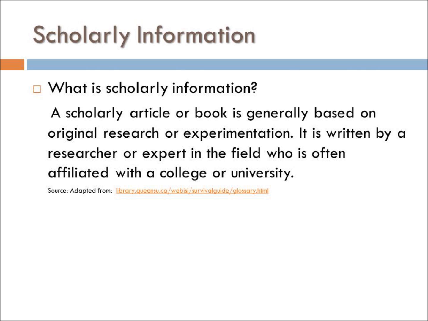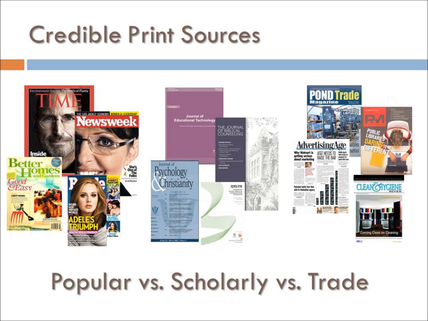When we do this, we want to make sure that for college work, we are using scholarly information. And you will hear that term scholarly information as we continue with this lesson. Let's go ahead and define what scholarly information means. I have a definition here that says a scholarly article or book is generally based on original research or experimentation. It is written by a researcher or expert in the field who is often affiliated with a college or university.